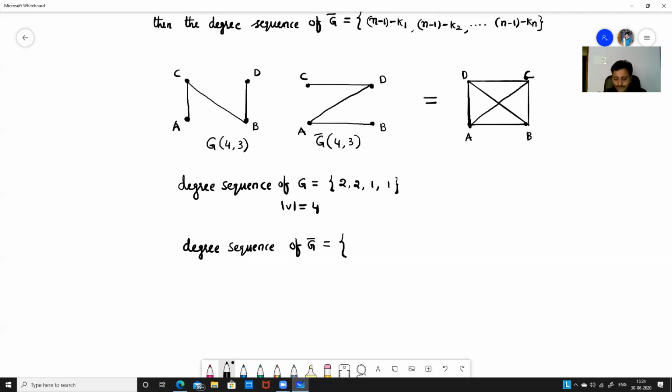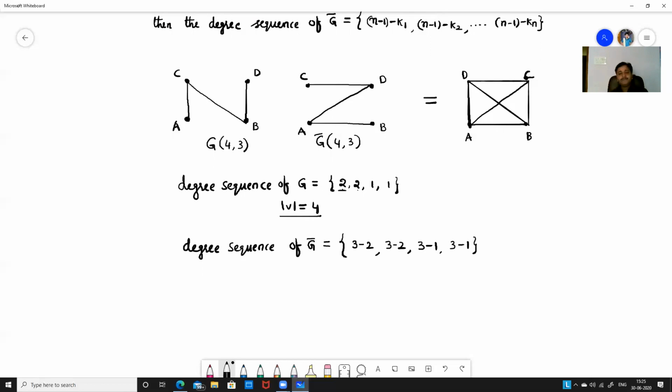So here, the degree sequence of G is 2, and the total number of vertices is 4. Therefore, 4 minus 1 is 3. Each vertex in a complete graph must have degree 3. Therefore, we subtract 2 from 3. Similarly, we subtract 2 from 3. Next, 3 minus 1, and then 3 minus 1.